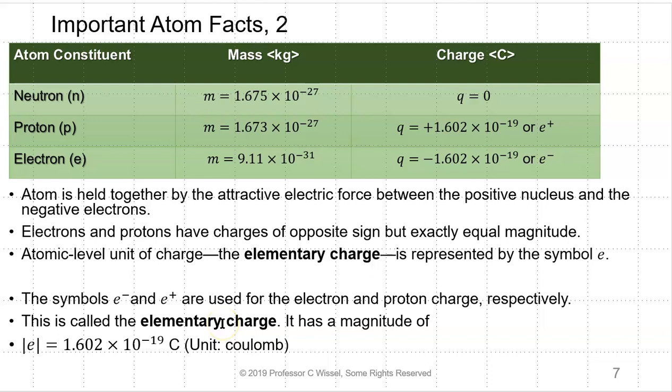This is called the elementary charge. It has a magnitude of 1.602 times 10 to the minus 19th coulombs. The unit on that is the coulomb. We'll define that later. Now, a note on sig figs and things like that when you're doing calculations.